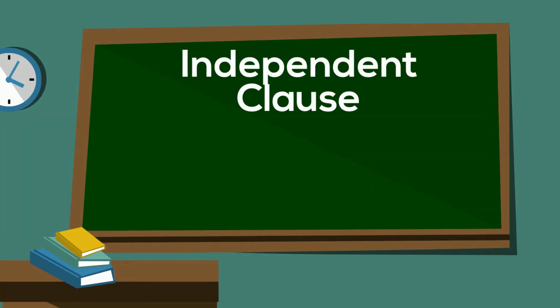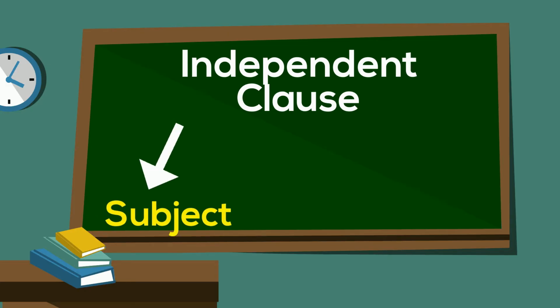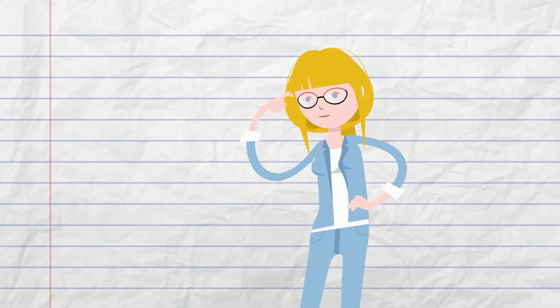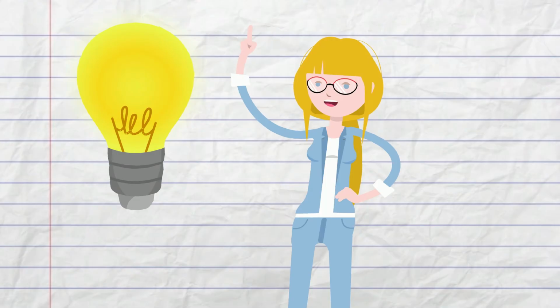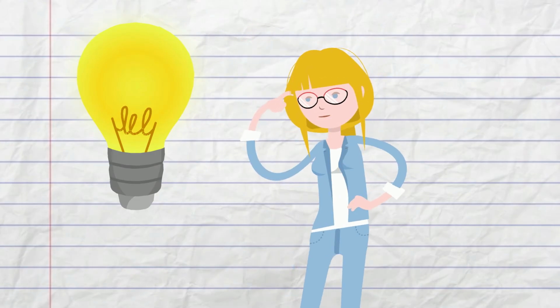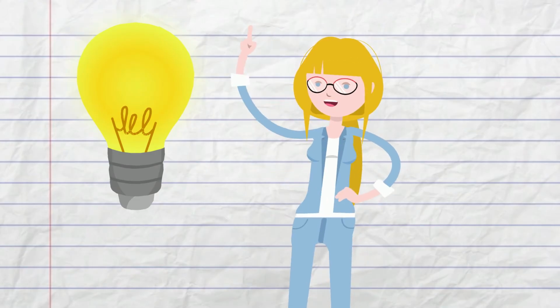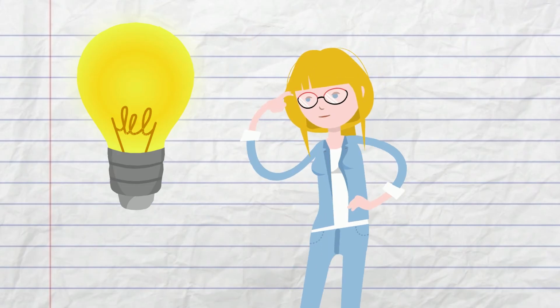An independent clause is a clause that has a subject and a verb and forms a complete thought. So, when is a good time to use a compound sentence? There are numerous times that a compound sentence is the right choice for what you are writing.